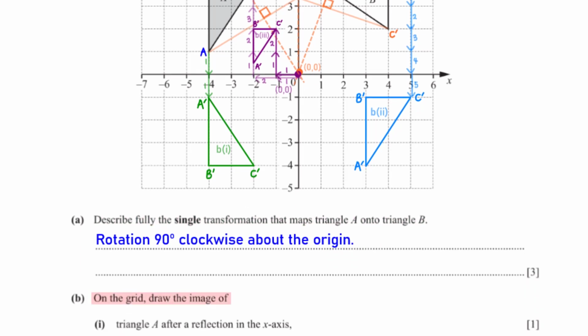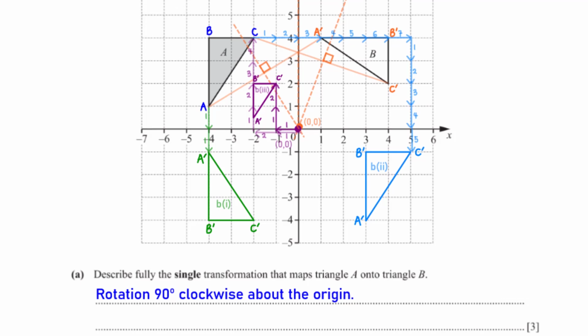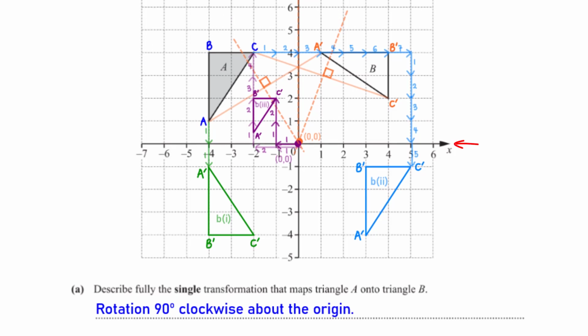On the grid, draw the image of triangle A after a reflection in the x-axis. In this case, the line of reflection is the x-axis. So now we need to reflect the vertices of triangle A in the x-axis. For point A on the triangle, since we move 1 unit downwards to touch the line of reflection, we also need to move 1 unit downwards from the line of reflection to pin the new position of point A. We need to repeat the same process for points B and C on the triangle as well. When we are done, we are able to map out the reflected image of triangle A.